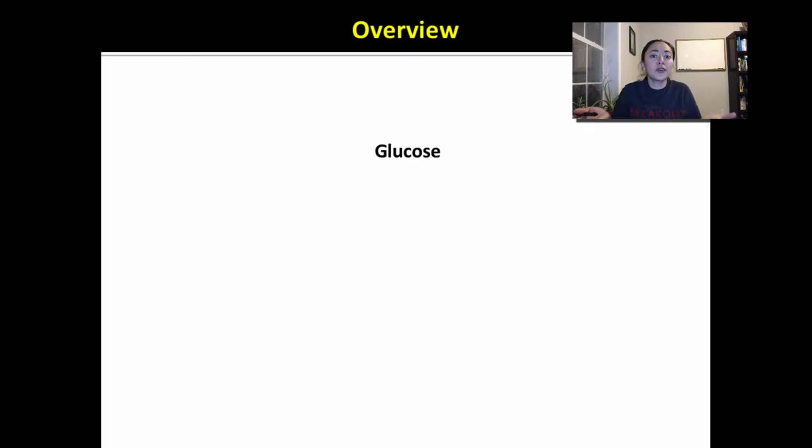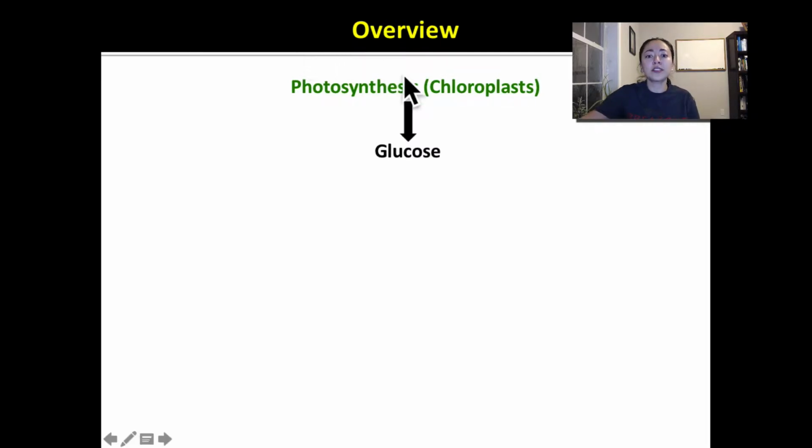Well, where does glucose come from? All the glucose that organisms use for energy actually comes from photosynthesis. So plants have special structures in their cells called chloroplasts, and these chloroplasts undergo photosynthesis and can produce glucose.